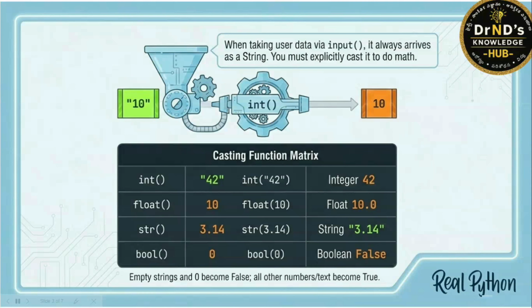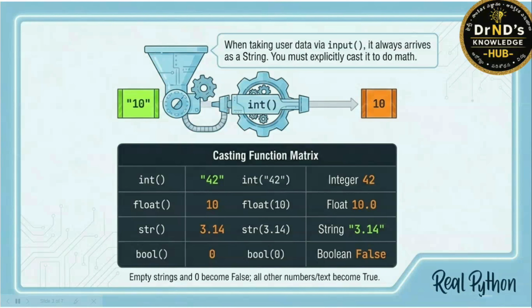For example, if you type int("42") and press enter, it will become the integer 42. When it comes to float, the function is float(). This function converts a value into a decimal number. For example, if you type float(10) and press enter, it becomes 10.0.